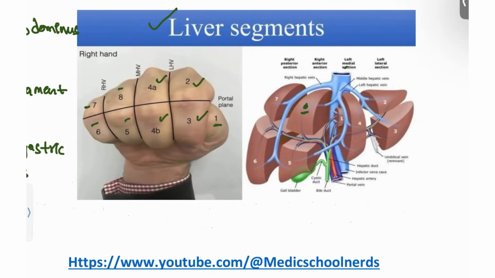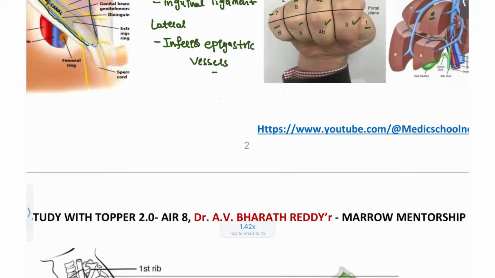And what are the segments that you have to remember? The first one is the caudate lobe that will be present here, and along with that 2, 3, 4, 4, 5, 6, 7, 8. So this way you can remember. Okay, don't forget this liver segment. One direct question can be asked here.